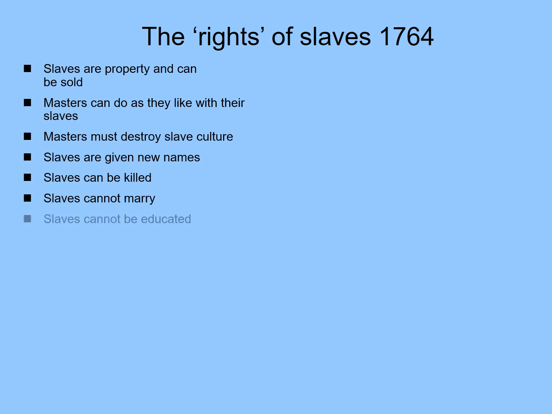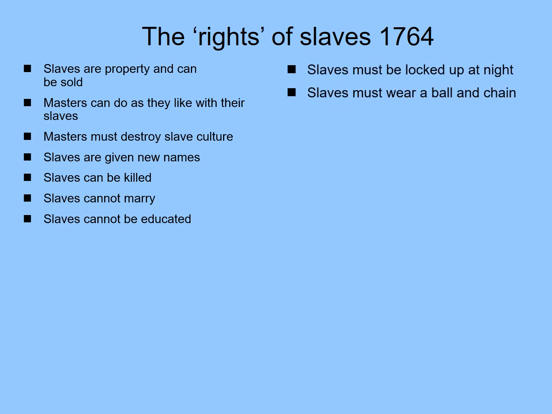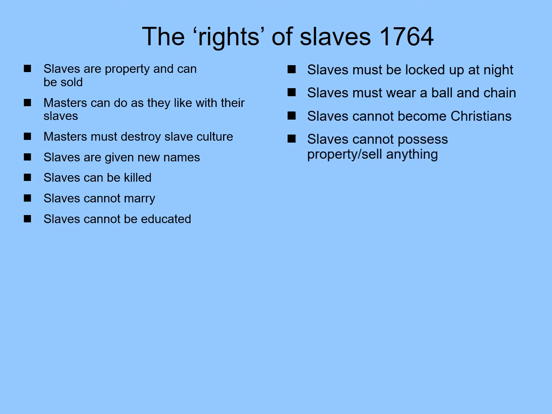Slaves cannot marry, and slaves cannot be educated. Slaves must be locked up at night. Slaves must wear a ball and chain. Slaves cannot become Christians. Slaves cannot possess property or sell anything. All blacks are slaves. And slaves' children are the property of the master. So in other words, if a slave was pregnant when bought, that child would then be another slave of the master when they grew up, assuming that they did in the harsh conditions in which they lived.